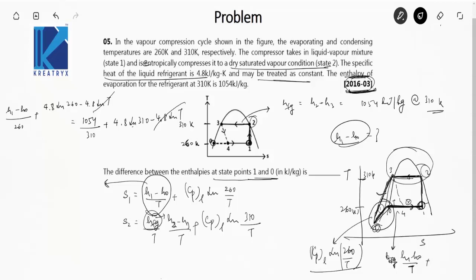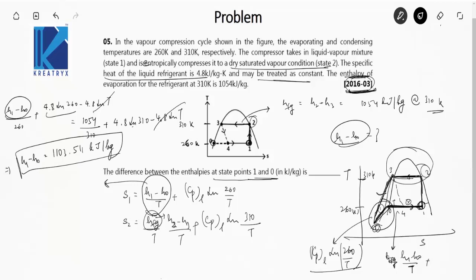Now the only variable part is H1 minus H0, and all the other things are given to you. Take the 4.8 ln 260 to the right hand side, solve this equation, and you will get the value of H1 minus H0, which is equal to 1103.511 kilojoule per kilogram.